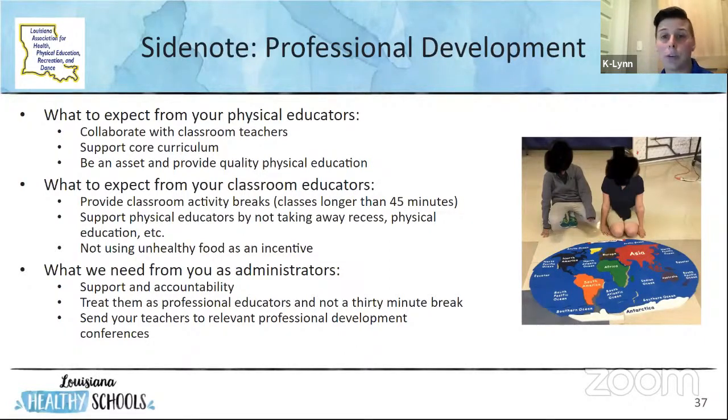What to expect from your classroom educators. So this is really important too, because oftentimes it's up to the PE teacher to be the catch-all. We're the extra babysitter, or we're in charge of giving teachers a break. Yes, that's important, but we are educators as well. We are teachers. We're not just coaches. So we expect from classroom teachers that they provide activity breaks.